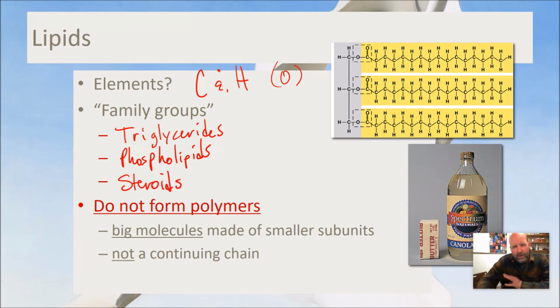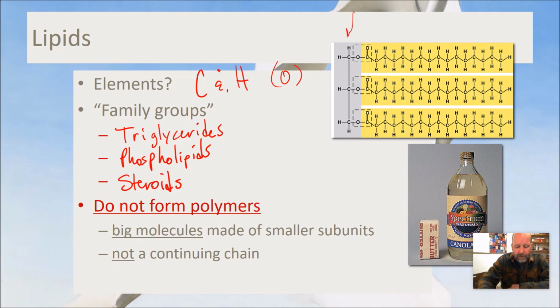So there are a couple of other groups that we didn't include here. Waxes would be in here as well. And there's some other compounds, but we barely ever talk about them. These are not going to form polymers. They're not going to be repeating units. They may be brought together of multiple units.